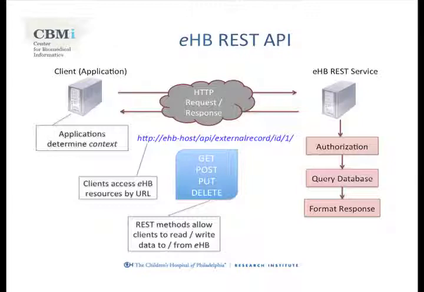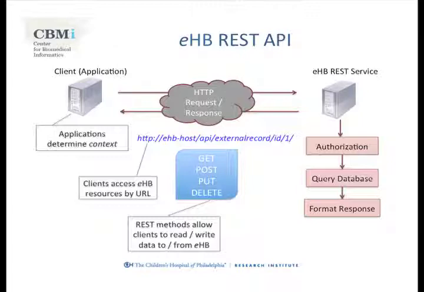So again, the client now is on the far left, and we have this presumption that we don't really know what the client needs to do with this EHB data. So the client is responsible for determining the context in which the data will be used. What it is allowed to do is access resources on the electronic honest broker. Those resources are things like the subject and external records associated with the subject, and they can use standard REST methods like get, post, put, and delete to update those records, access the records, and of course delete them.